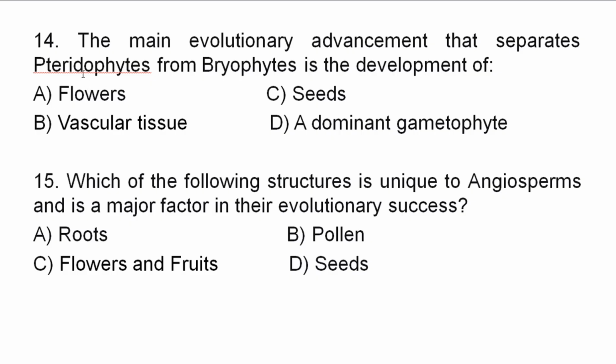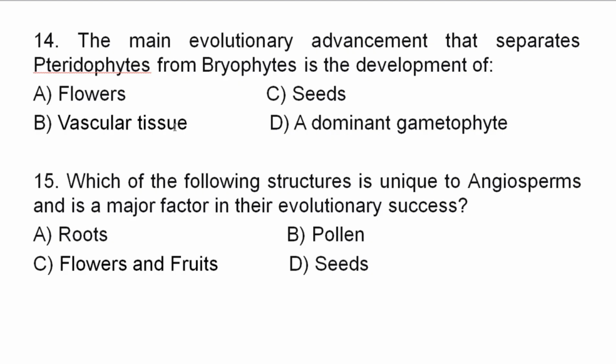Flowers are not a characteristic of either Pteridophytes or Bryophyta. Seeds are also lacking in both Pteridophyta and Bryophyta. And the dominant gametophyte is found in Bryophyta. In Pteridophyta, the sporophyte is dominant. So the correct answer from the given alternatives is vascular tissue. The presence of xylem and phloem, the presence of vascular tissue, is the advancement of Pteridophyta over Bryophytes. So the correct answer for question number 14 is B.